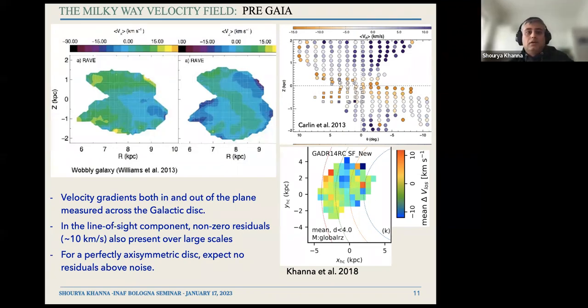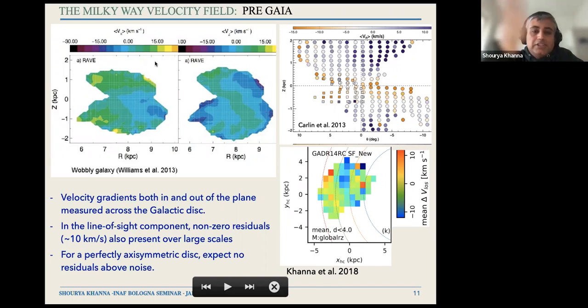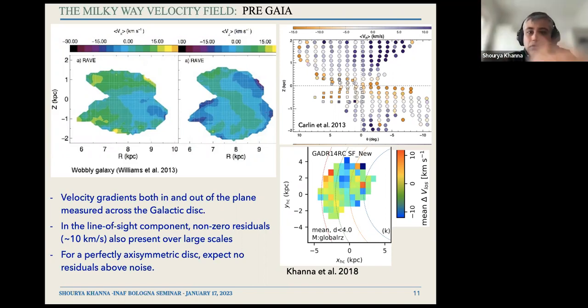Sure. So when I say axisymmetric, essentially that is the symmetry in terms of the azimuth. If you had a galaxy that had no spiral arms, then as you scanned the velocity field across the azimuth, you would expect it to look pretty much the same. There shouldn't be a directional dependence on what you see.